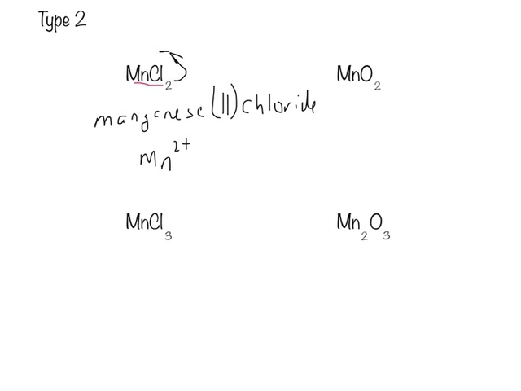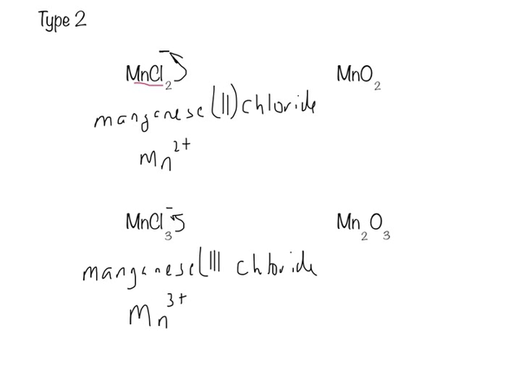Let's take a look at the next one. Here we have another manganese chloride. So we're going to go ahead and just write manganese chloride. And in this case, we have 3 of the -1. So 3 times the -1. That means that this manganese must be the manganese 3+ ion. So this must be manganese(III) chloride.